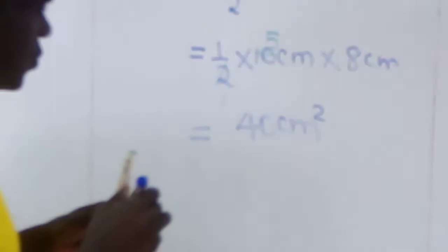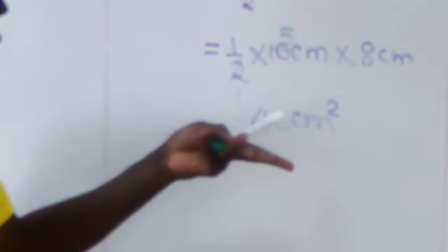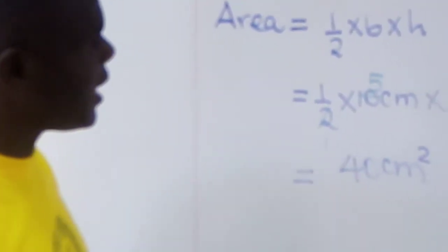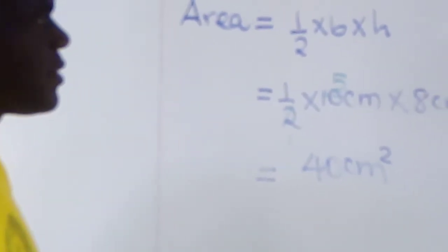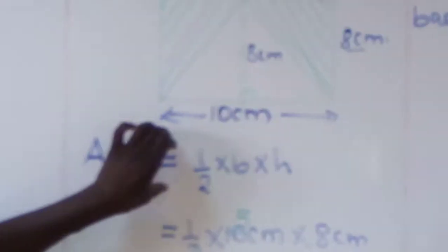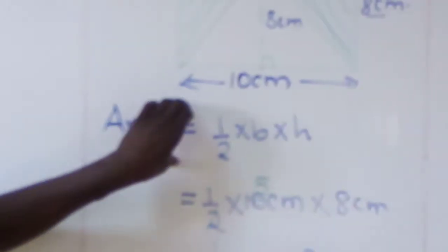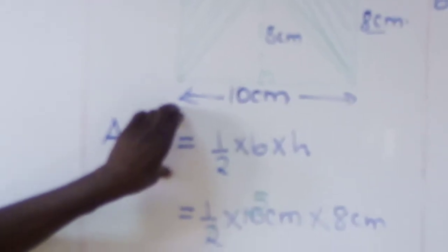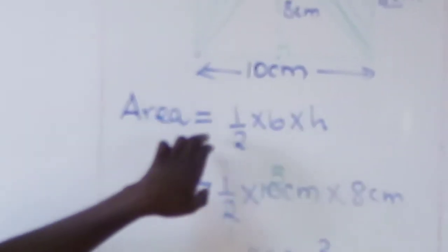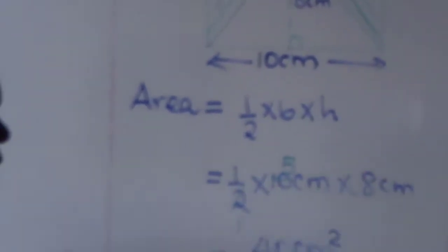We must know it is squared. The units of measuring area must be squared, square units. So the answer here is 40 centimeters squared. Remember to repeat it again to be able to understand. Look at such sums that require a formula. You must always write the formula first. The formula will now guide you on what you require to get that area.